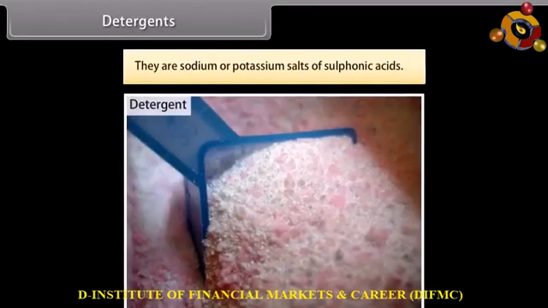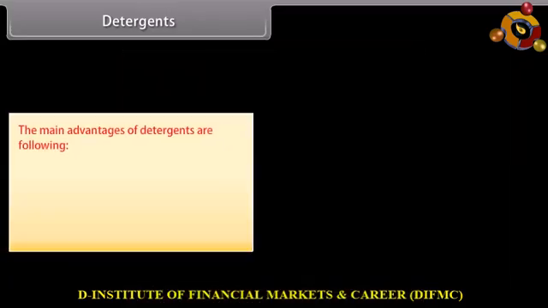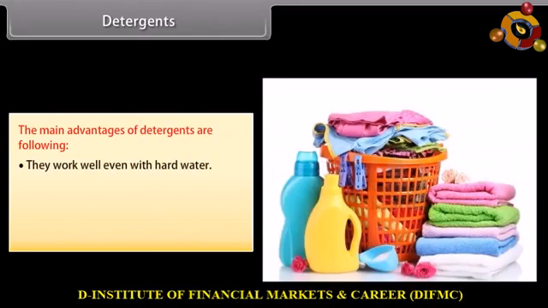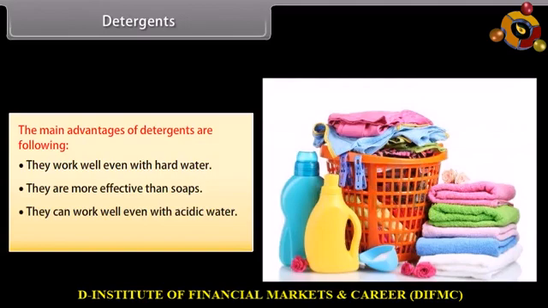Detergents. They are sodium or potassium salts of sulfonic acids. For example, sodium alkyl benzene sulfonate. The main advantages of the detergents are the following. They work well even with hard water. They are more effective than soaps. They can work well even with acidic water. They can work well with woolen garments.